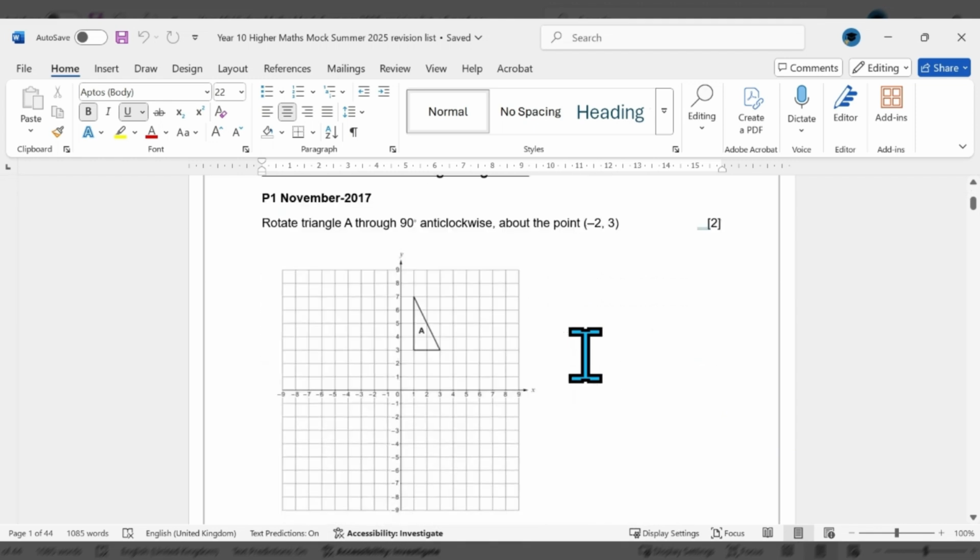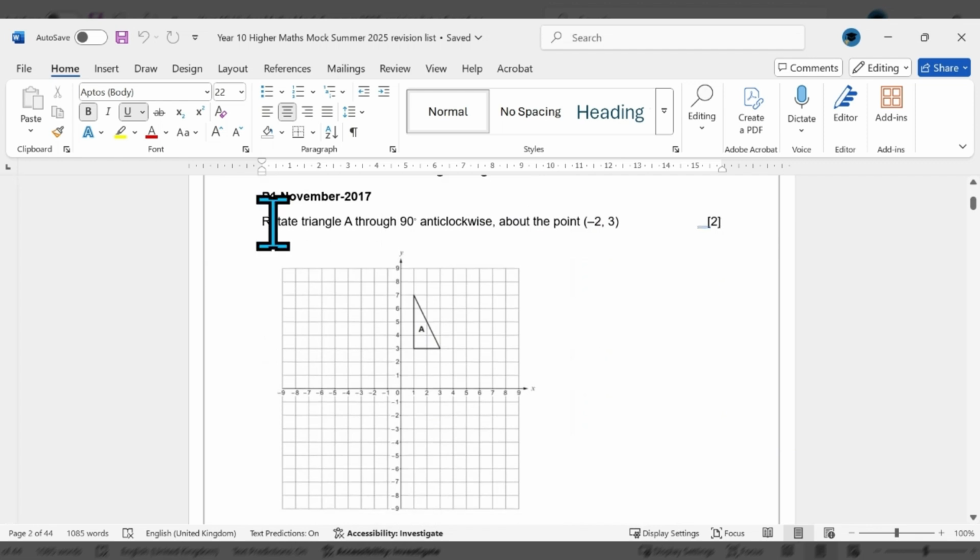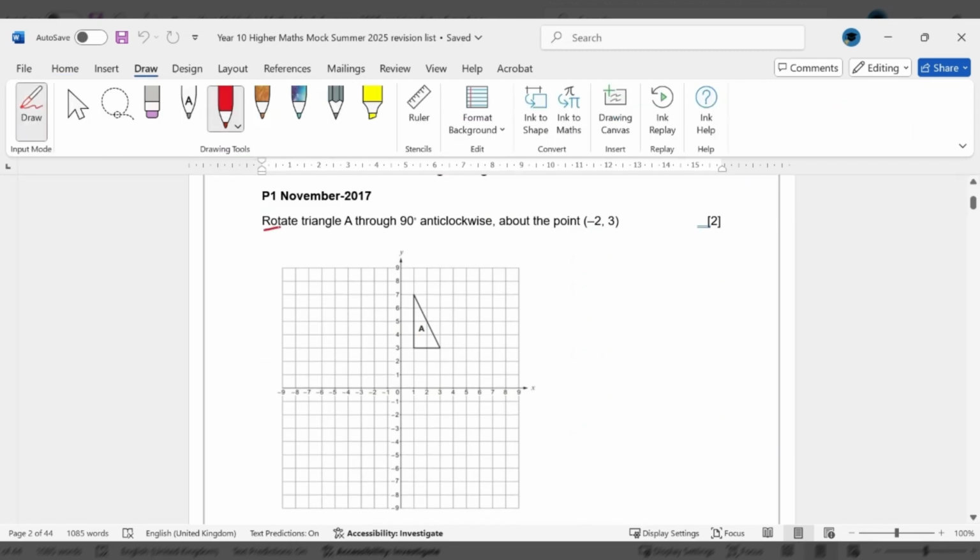So in terms of transformations, the only one you need for the mock is rotation. So the only one is rotation. Let me get my pen quickly. Rotation, that's the only one, okay? What you're going to do is find the center of rotation, find the point. So in this case, minus 2, 3. Remember, the first number tells you right or left. The second number tells you up and down. Okay, so minus 2 across, 3 up.